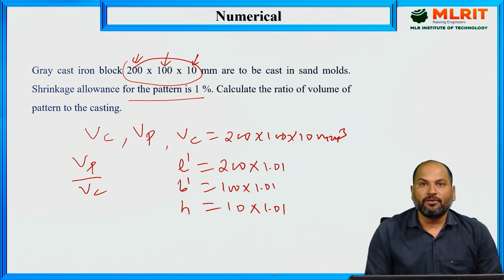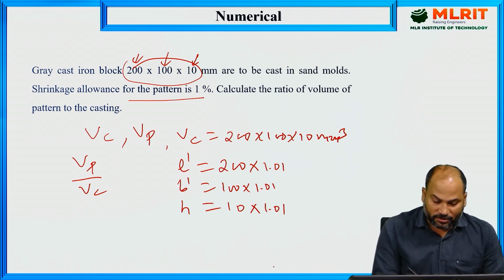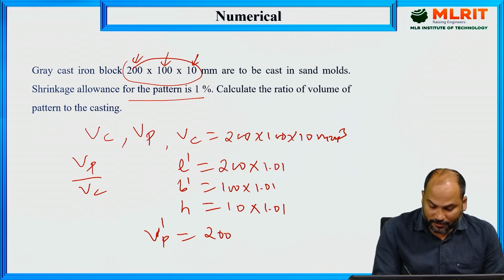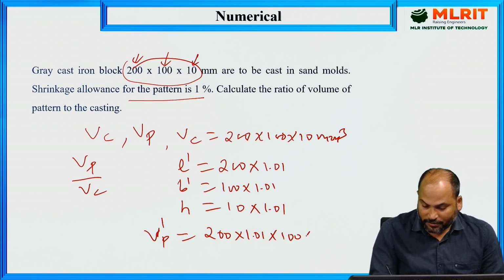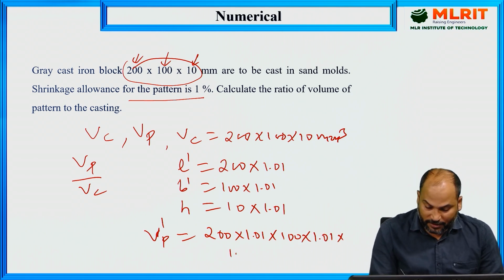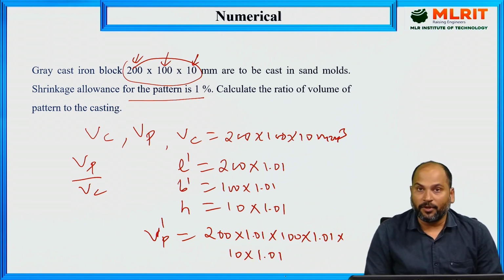Now what will be the final volume, or the changed volume? That is VP. It will be simply 200 into 1.01 into 100 into 1.01 into the third dimension, 10 into 1.01. This will be the volume of the pattern.